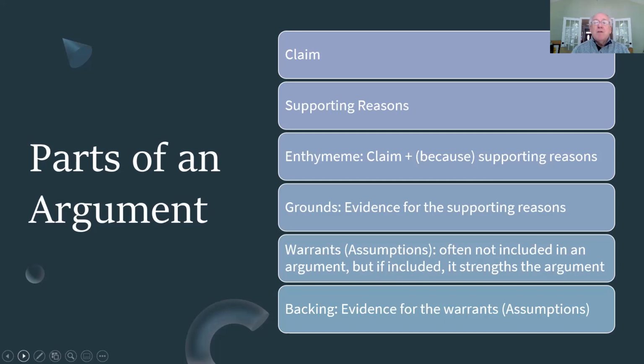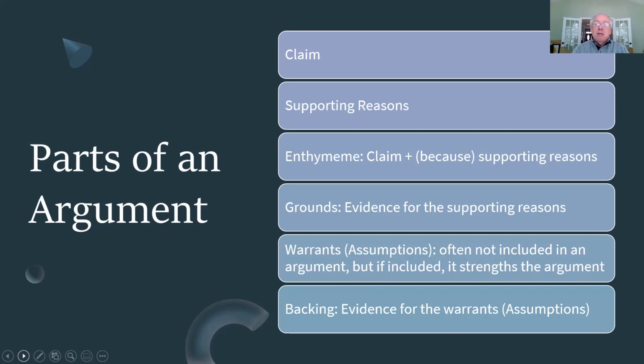So we have a claim, we have supporting reasons, and we can combine them into an enthymeme, which is really nice as a thesis statement in your paper. And then we give grounds. This would be bits of evidence for the supporting reasons. We have to have evidence because an argument is supposed to be logically persuasive, and to be logically persuasive, we need evidence.